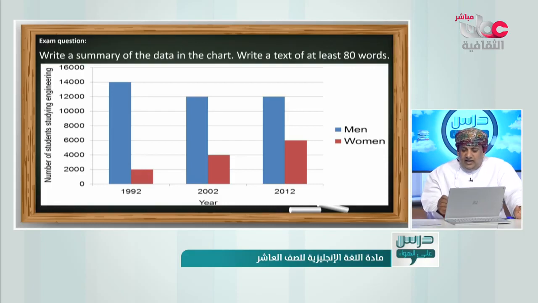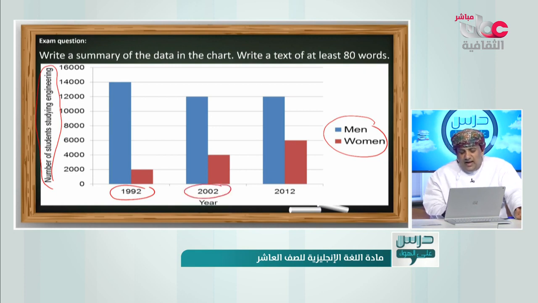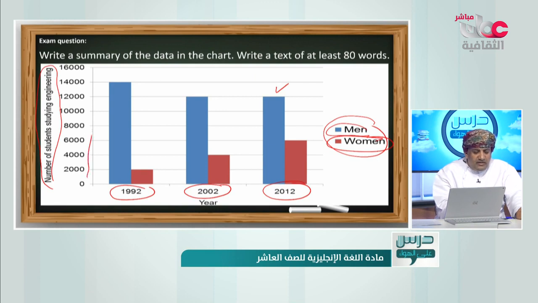So you can see here men and women. Here we said number of students studying engineering in Australia. Here we have 3 years, 1992 and 2002 and 2012. The blue column is for men. The blue is for men, and the red is for women. Here, the number of participants start from 2,000 until 16,000.